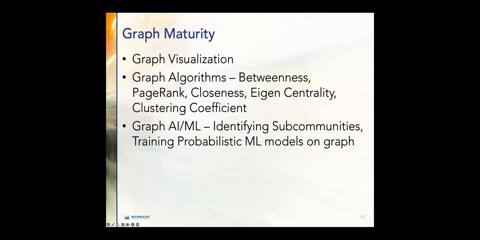I can't overstate that enough. People look at a graph and say, oh, I see the relationships. That's important, but also the relative value of each node in that graph is equally or more important depending upon the workload. And finally, you have graph AI and ML.